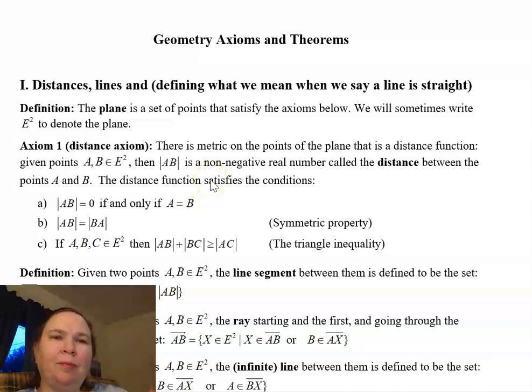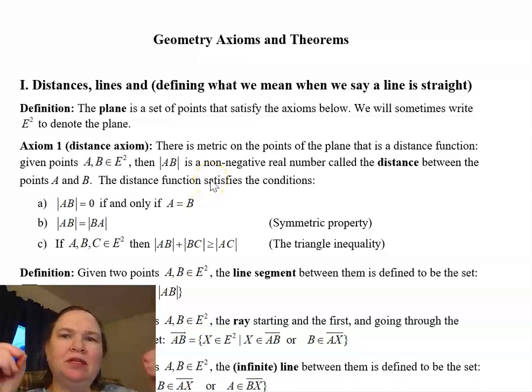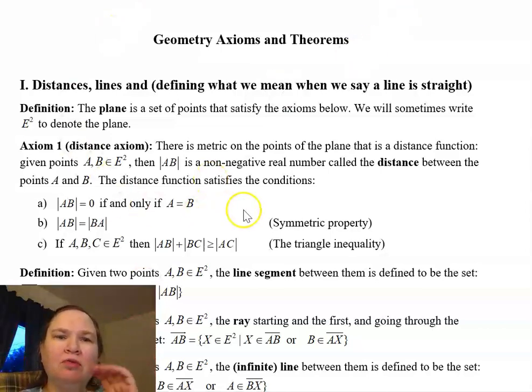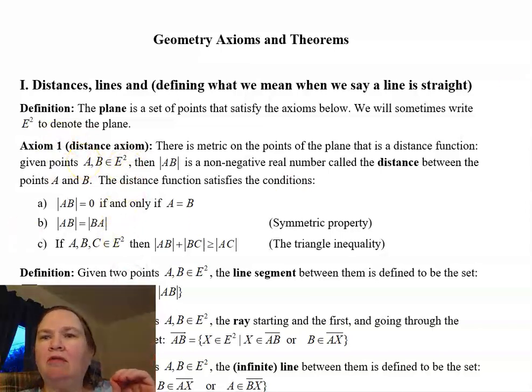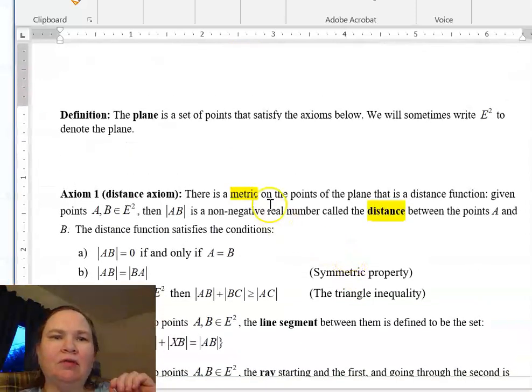So all of the properties about what it means to be a distance and what it means to be straight are written down here in this Geometry, Axioms, and Theorems Part 1 document. So we're just going to look at these first few definitions and this first axiom and unpack it a little bit. I have a copy of this somewhere where I can spread everything out.